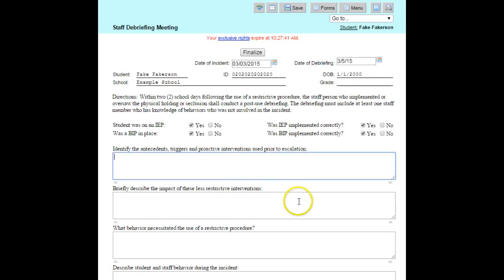The next question asks you to describe the impact of these less restrictive interventions. This section should be an objective description of the student's behavior in response to the specific proactive interventions that were used. Did the student ignore or not respond? Did behavior increase further? Did the student respond positively to some of the proactive supports? Did certain environmental variables cause these supports to be ineffective?